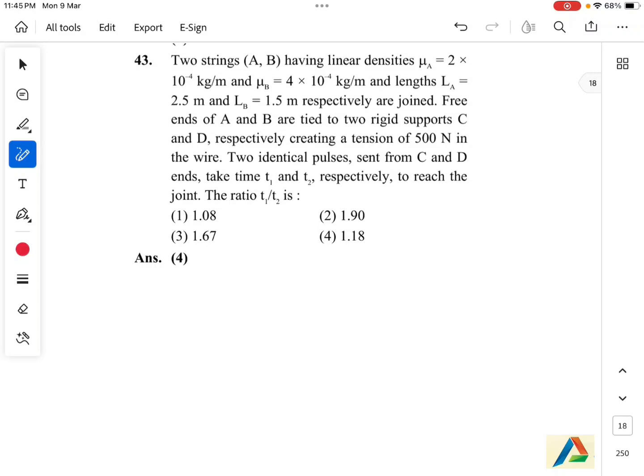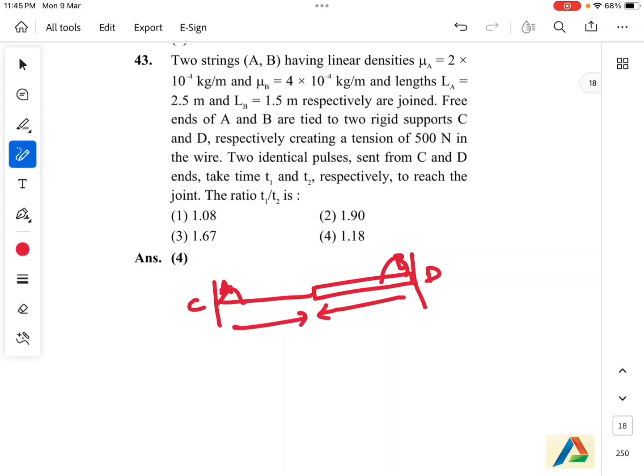So let us read the question. Free ends of A and B are tied to two rigid supports C and D, like this. This itself is A, and this itself is B. Respectively, creating a tension of 500 newtons in the wire. The two identical pulses sent from C and D ends take times T1 and T2 respectively to reach the joint. So there is a pulse coming from here and a pulse coming from here, coming towards the joint in times T1 and T2.